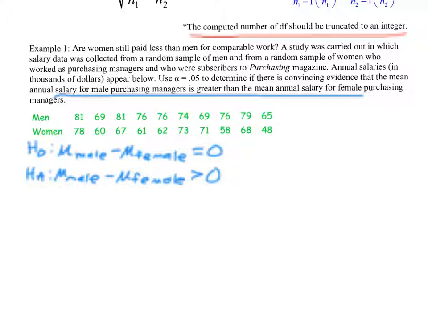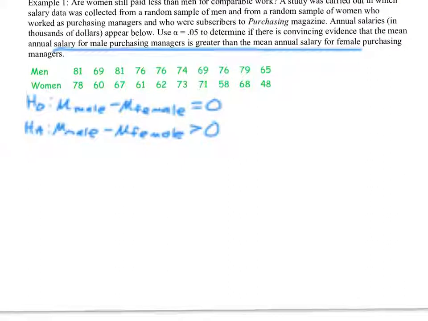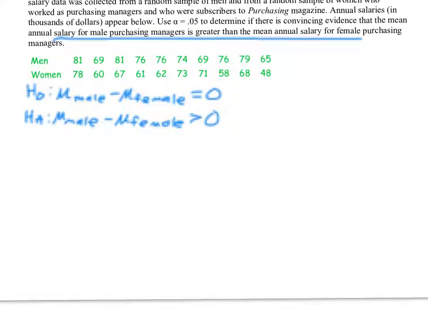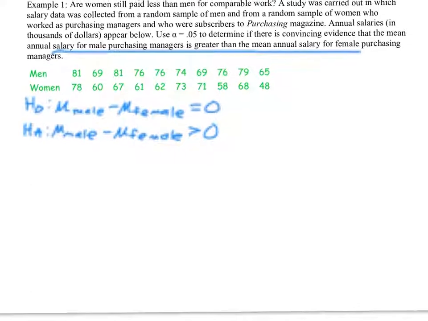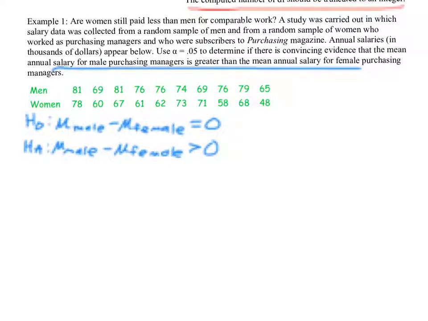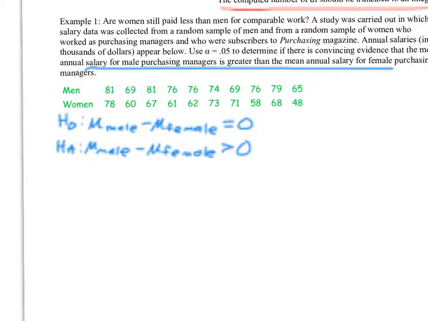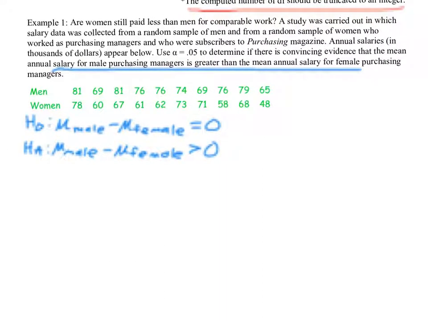Okay, after we do the hypotheses, we check conditions. So first condition, random or representative. They tell us that a random sample of women and a random sample of men we're taking.